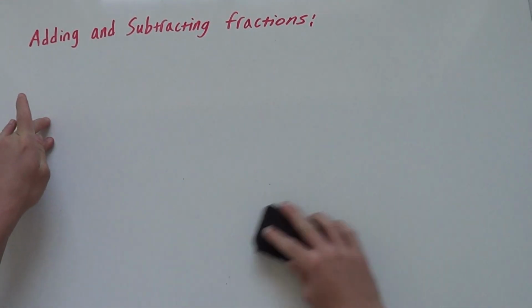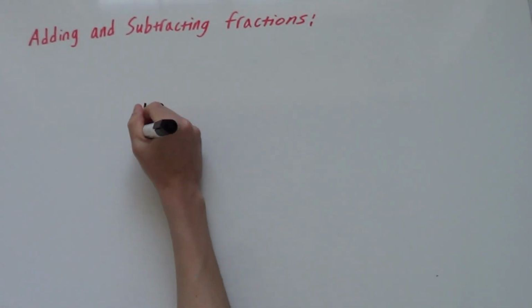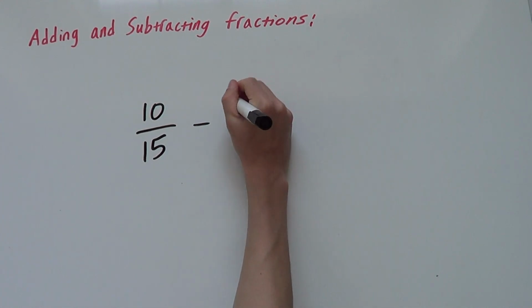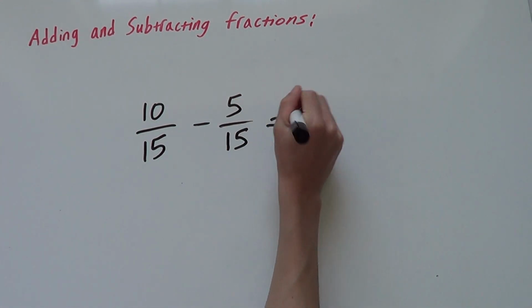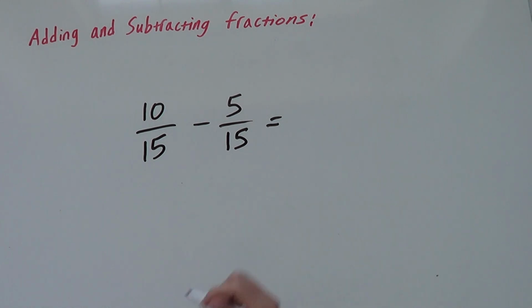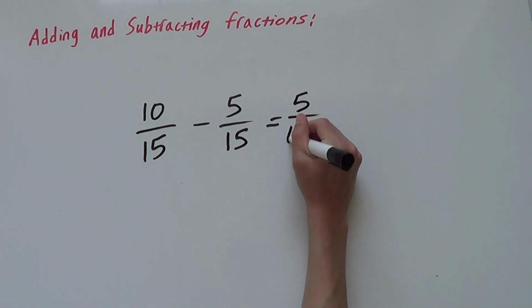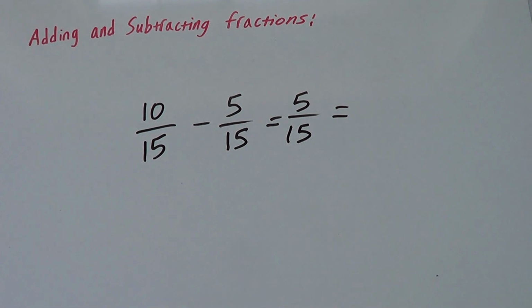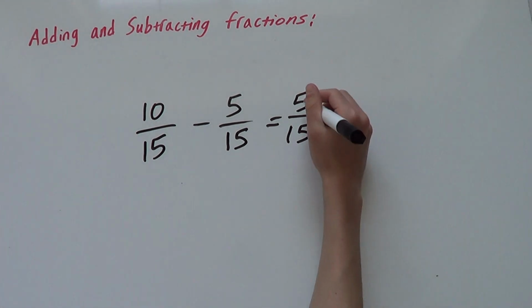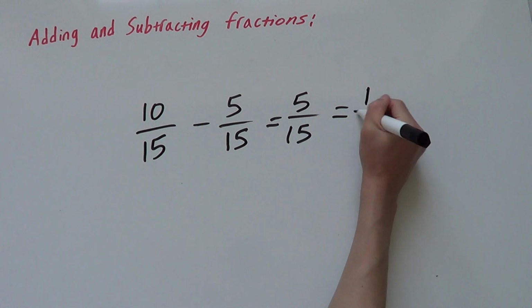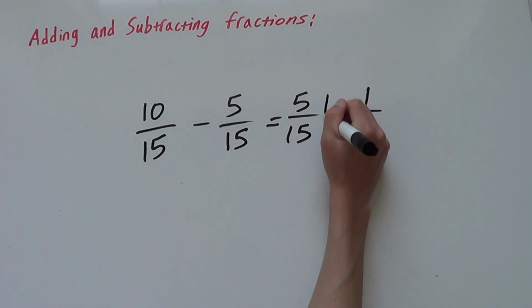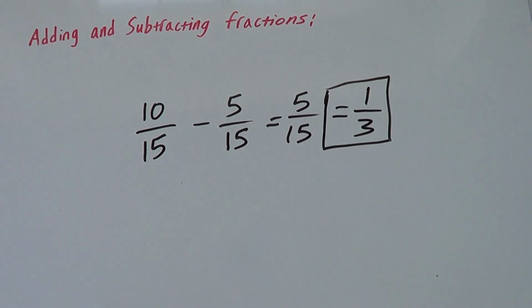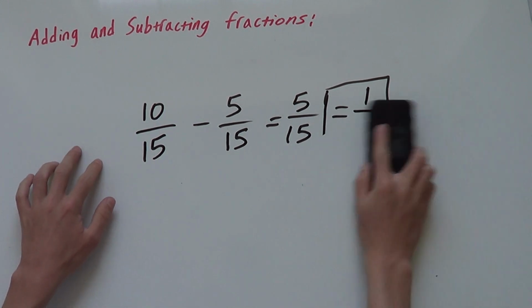Let's look at one final example to make sure you understand this. This time we'll look at 10 over 15 minus 5 over 15. So we subtract our numerators to give us 5 over 15, which is also simplified. 5 goes into itself 1 time, and into 15 3 times. So our simplified answer is 1/3. That is how you add and subtract fractions.